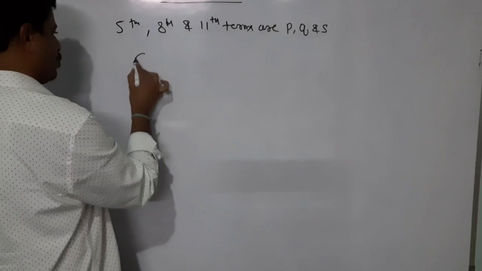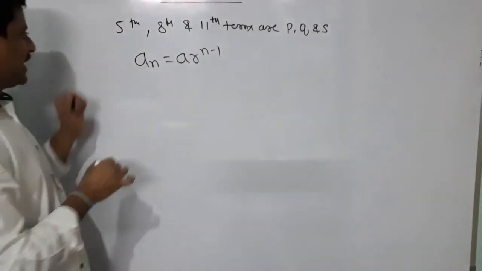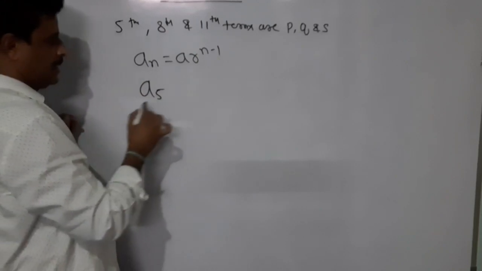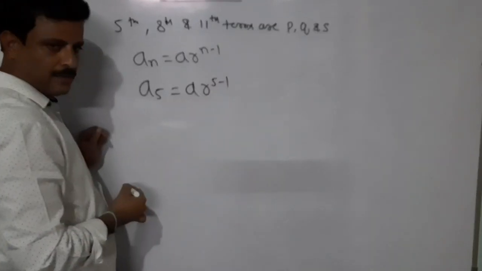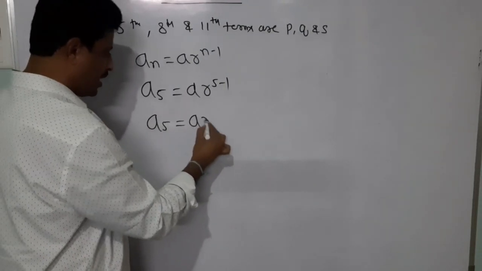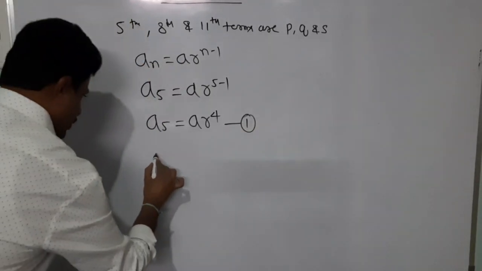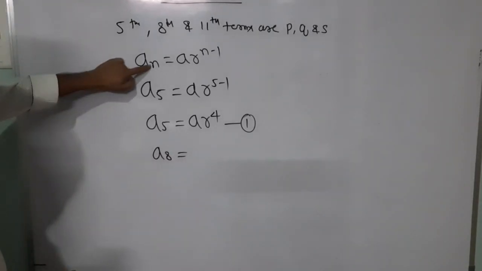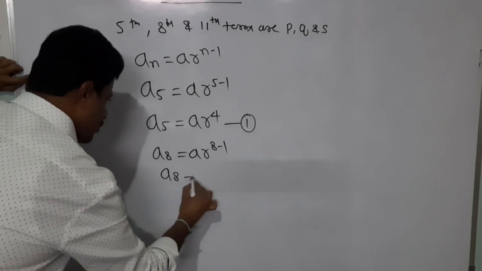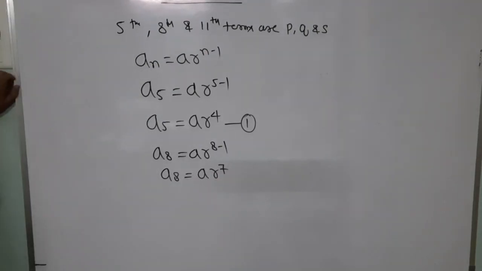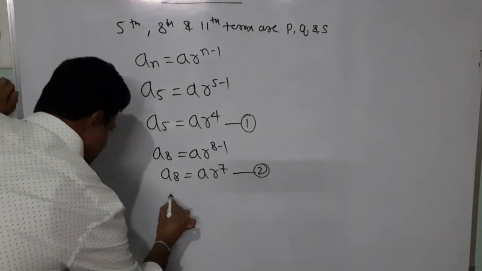First take the formula for the nth term: an is equal to ar to the power of n minus 1. So a5 is equal to ar to the power of 5 minus 1, so a5 is equal to ar to the power of 4. Call this equation 1. Next, take the 8th term: a8 is equal to ar to the power of 8 minus 1, so a8 is equal to ar to the power of 7. This is equation 2.